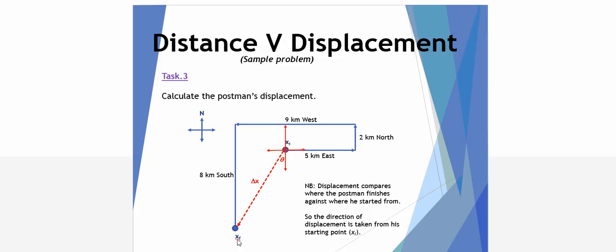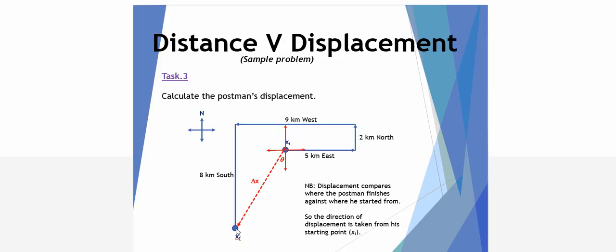Displacement compares a finishing position against a starting position. So in that sense we've started here at xi, the initial position, and at the end of the day the displacement travels all the way down to xf, the final position. It's true the postman has travelled this blue journey, but in terms of as the crow flies looking from above, he started from this position and travelled all the way to his final position.